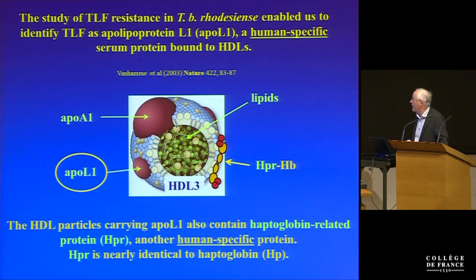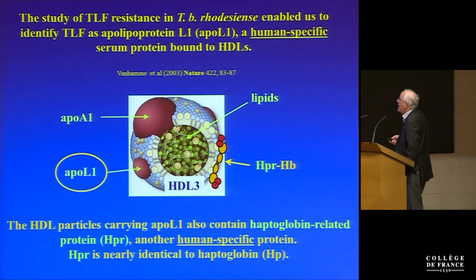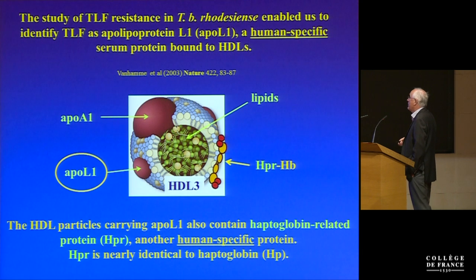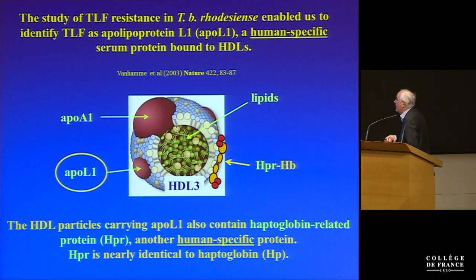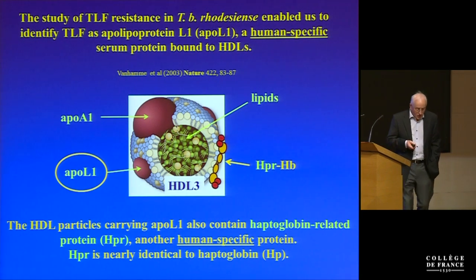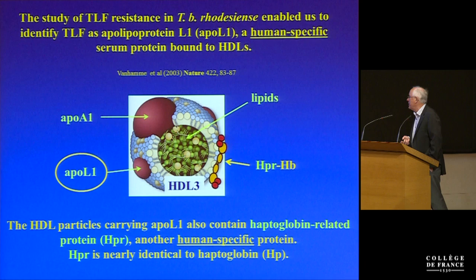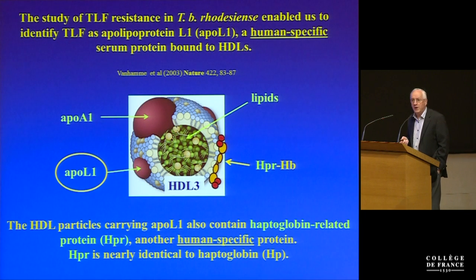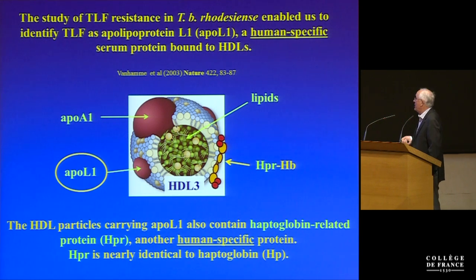But at the start, we were confronted with a controversy because other people in other labs had published before us that the trypanolytic factor was another human-specific protein called haptoglobin-related protein, or in short HPR. And again, like for ApoL1, the function of this protein was not known. But in that case, you could guess, because haptoglobin-related protein, as the name tells, is very similar to haptoglobin. And you know that haptoglobin is a major inflammatory component that binds hemoglobin. Well, the same for HPR. HPR exists as a complex with hemoglobin.